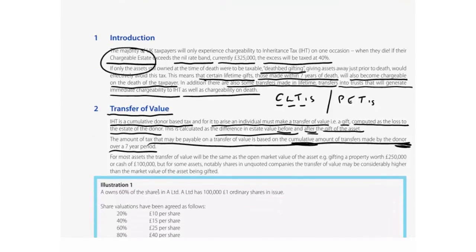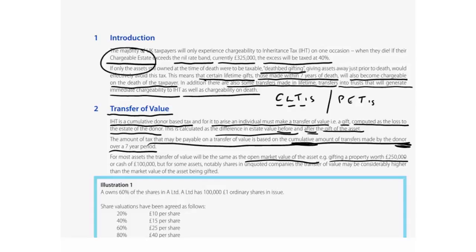Now, as we've already said, for most assets, the transfer of value will simply be the market value. And we give examples of that here. Gifting a property worth £250,000 to your daughter. Before the transfer, I owned the property worth £250,000. After the transfer, I don't own the property.